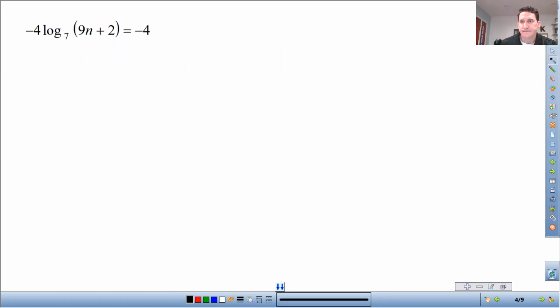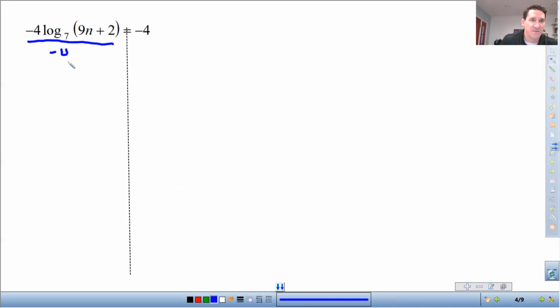Another example. Here, on this one, we can't write it in exponential form yet because we have this -4 on the side with the log. So we need to get rid of that. So to rewrite it in exponential form, you need just the log on the one side. So what I'm going to do is start off, divide both sides by -4. And then over here, that's going to cancel these out. So I get log base 7 of 9n plus 2 is equal to -4 divided by -4 is +1.